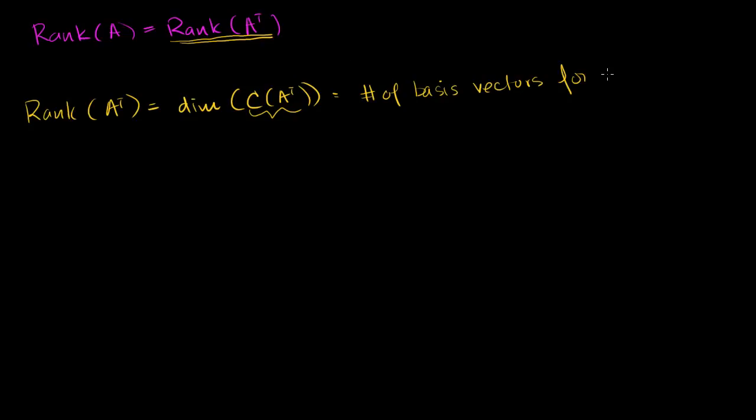So it's the number of basis vectors for the column space of A transpose, which is, of course, the same thing, as we've seen multiple times, as the row space of A. Row space of A, right? The columns of A transpose are the same thing as the rows of A, just because you switch the rows and the columns. Now, how can we figure out the number of basis vectors we need for the column space of A transpose, or the row space of A?